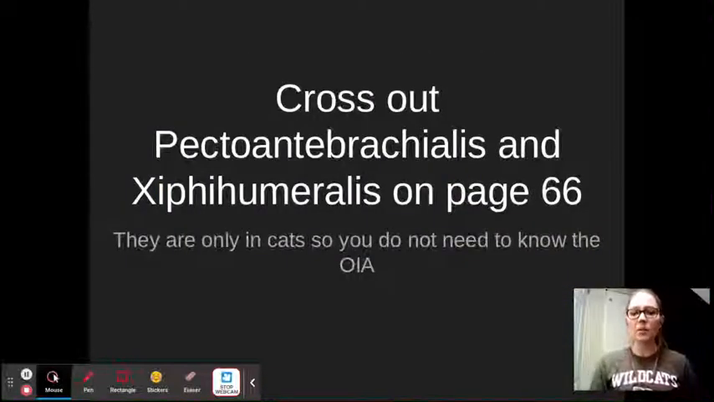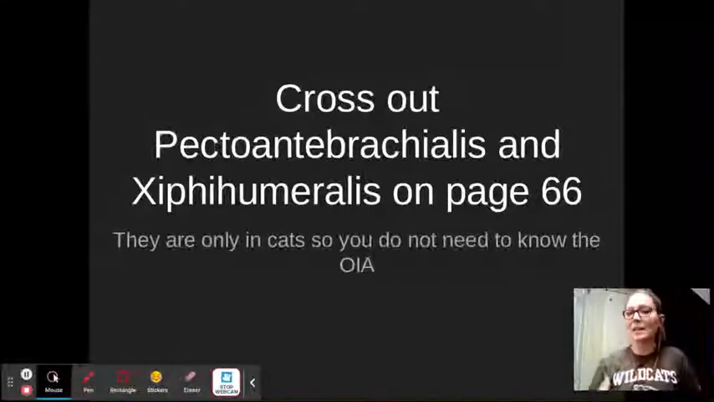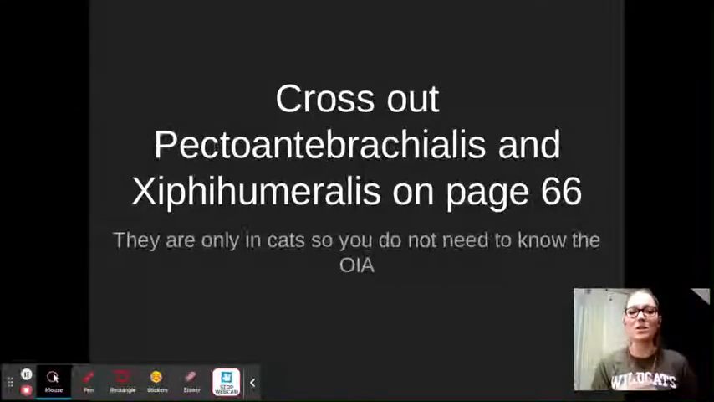In your notebook on page 66, you guys will see an OIA for the pecto antebrachialis and the xiphihumeralis. You do not need to know those because they are only in cats, so we are not expecting you guys to know the OIA of those muscles since we don't have them and we focus on human anatomy in this class, and we are using the cats to be able to compare and identify the muscles that are similar between us and them. So just cross those out. You won't need to know them.